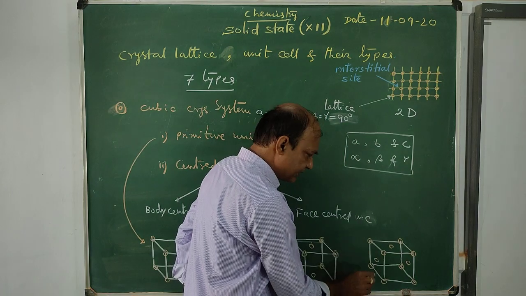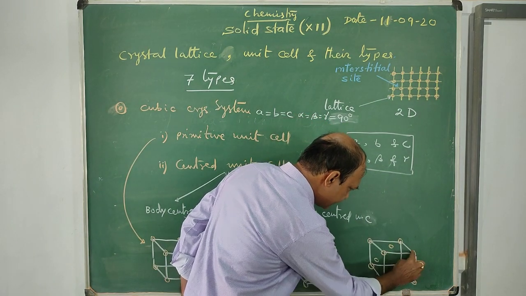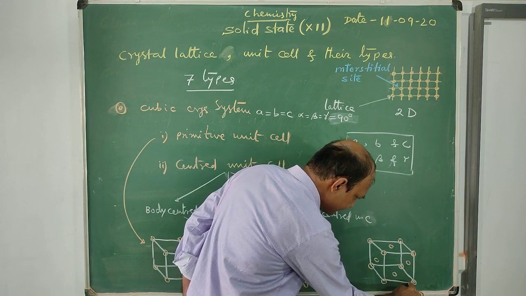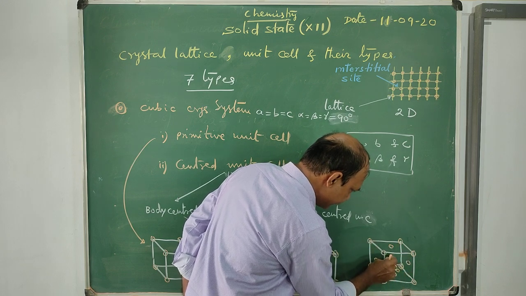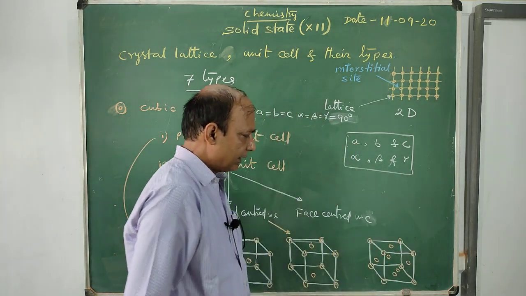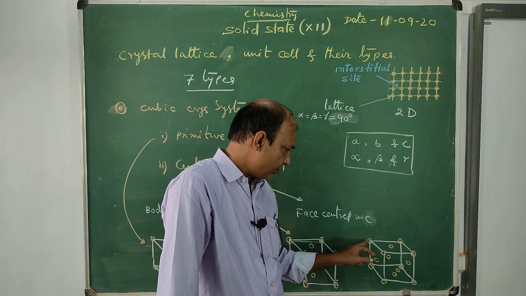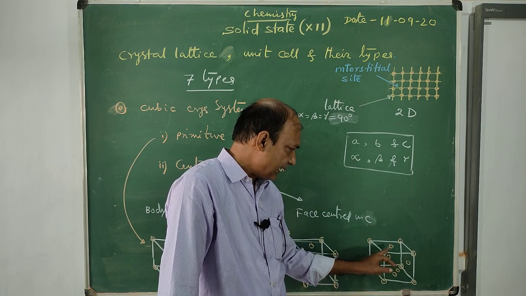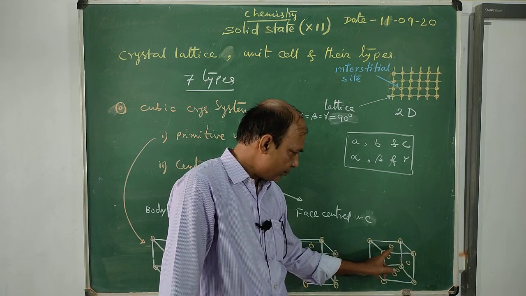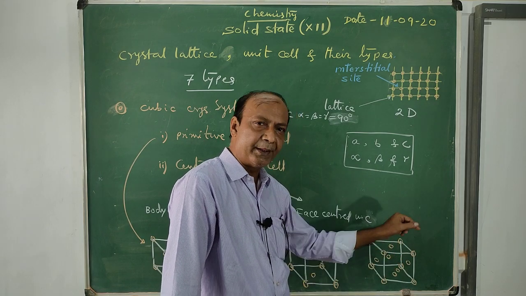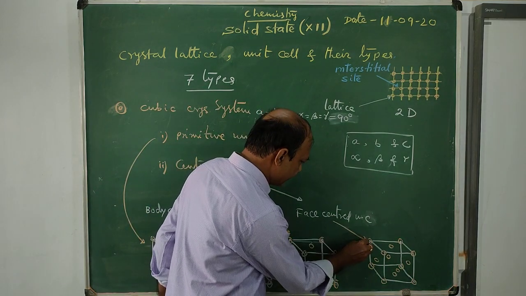Just look at the center and put it. This is the face, this is the center, and so on for every face. See. Now see the diagram. You draw a cube, put the particles at the corners first, and then look at every face and put the particle at the center of every face. That will be the diagram of face-centered unit cell.